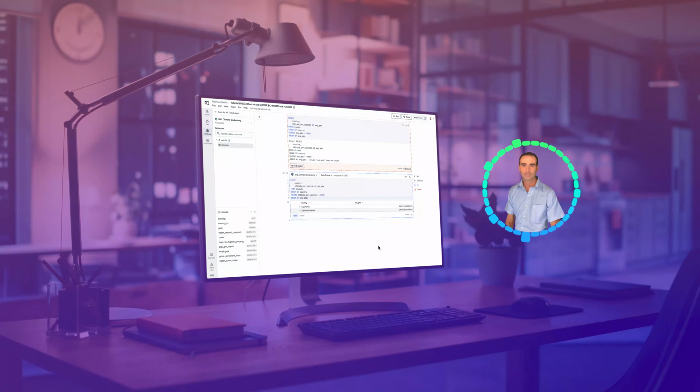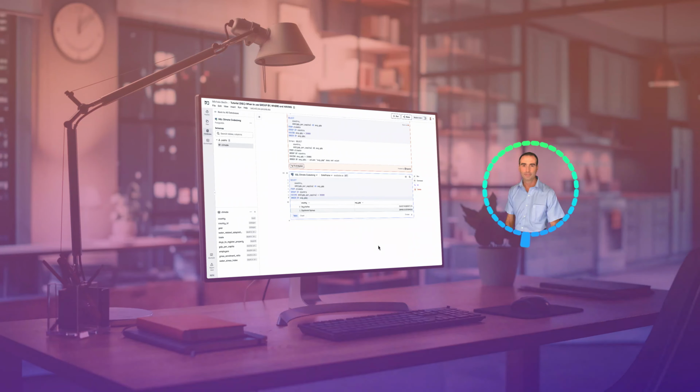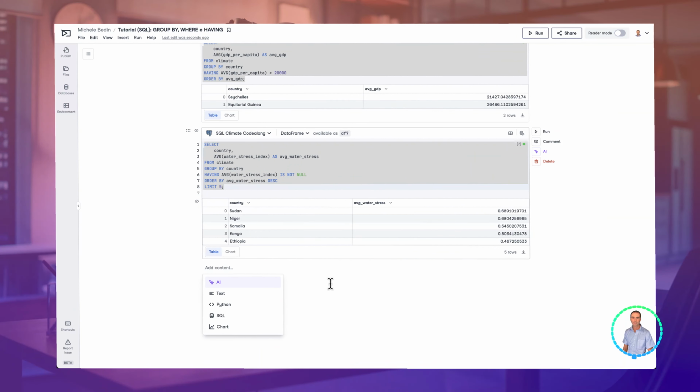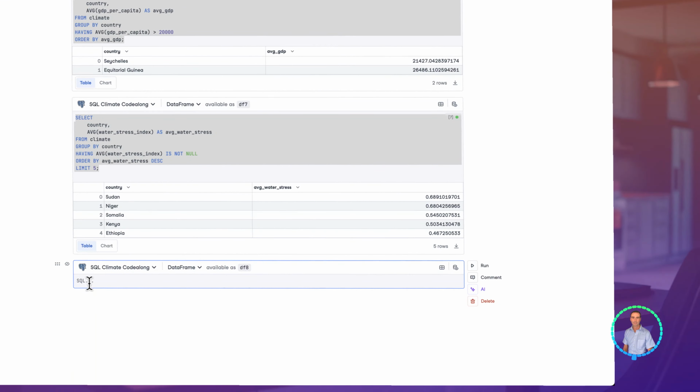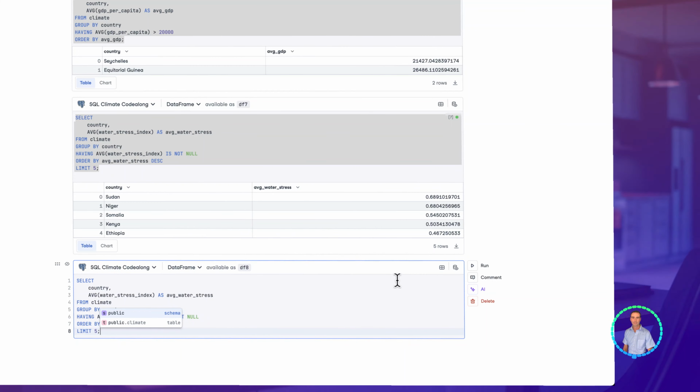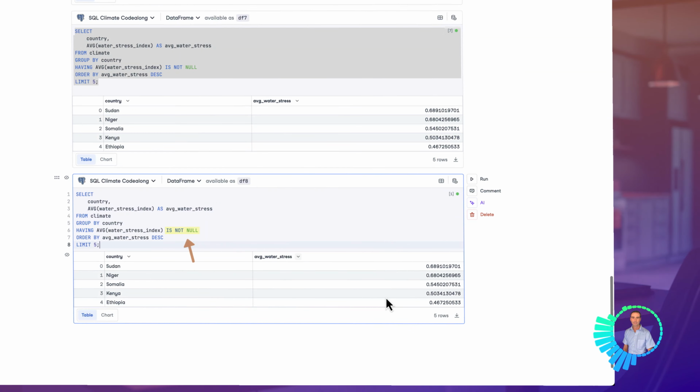Thus, we must never forget that column aliases cannot be used in having, because their generation occurs later with select. Finally, going back to the first query of the exercise, by adding is not null to the having clause, we can exclude the result with a null water stress value from the final output, thus obtaining the correct list.